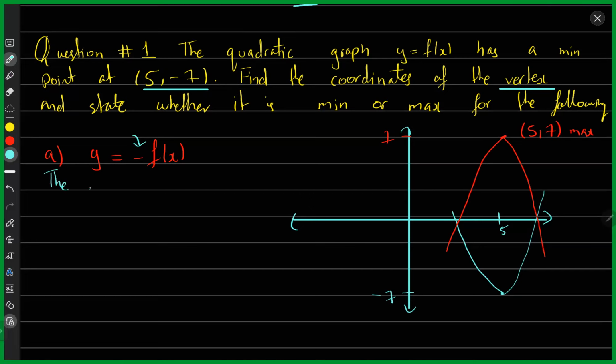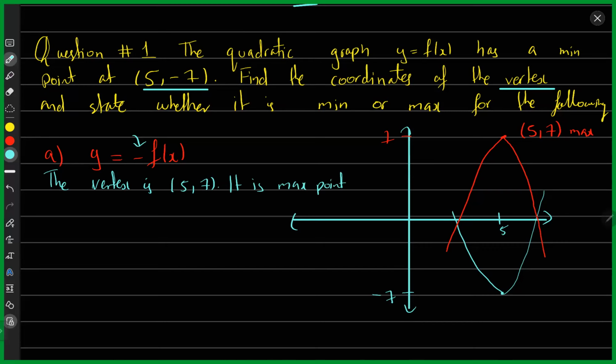The vertex, or the turning point, is (5, 7) and it is a maximum point. Okay. Any confusions with this?